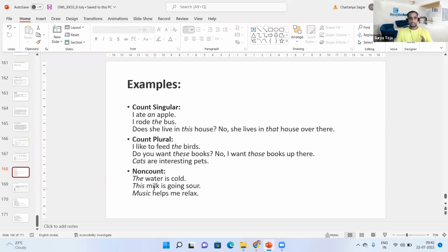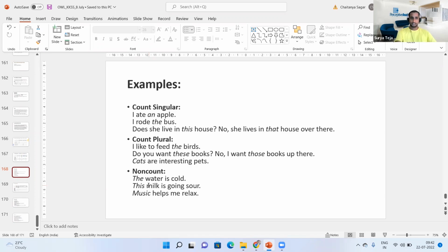So this cat is something like that. This cat is running fast, or this difficulty which I faced in running, or maybe something like that. Music helps me relax. So music is a non-count noun. It did not take any support of any article here. So these are the examples for the above table.